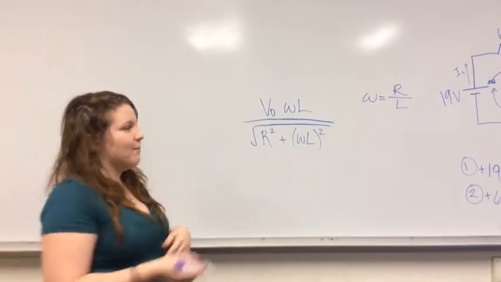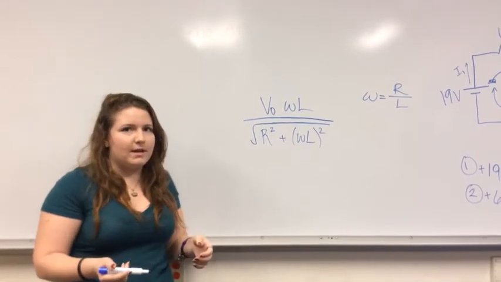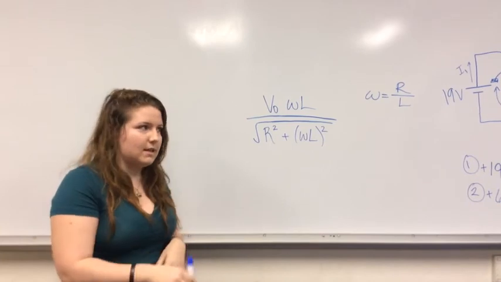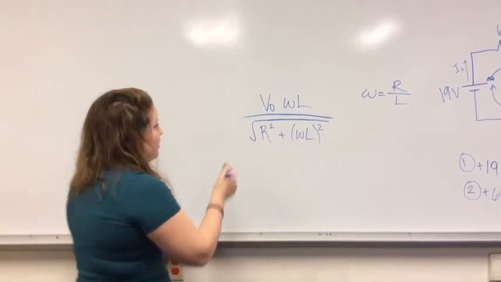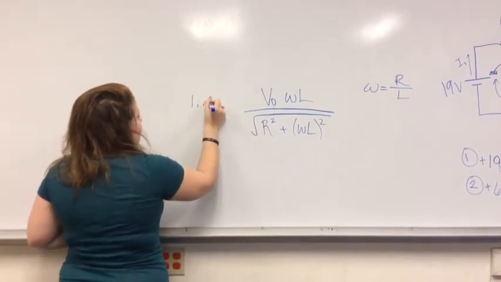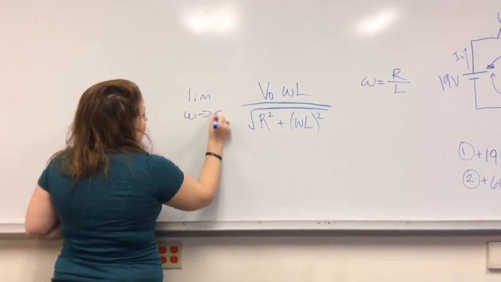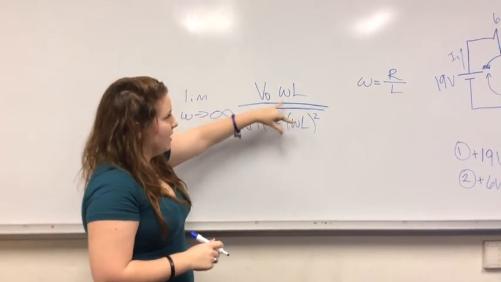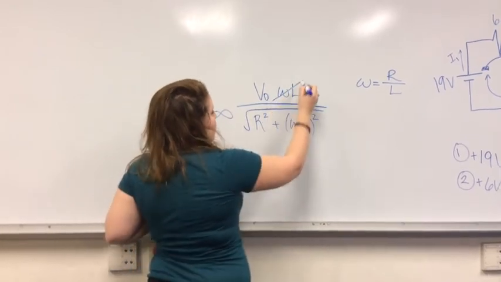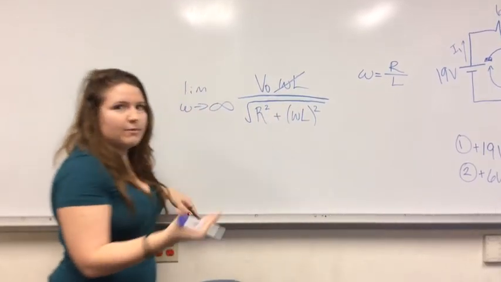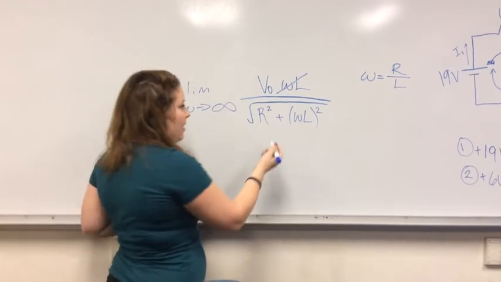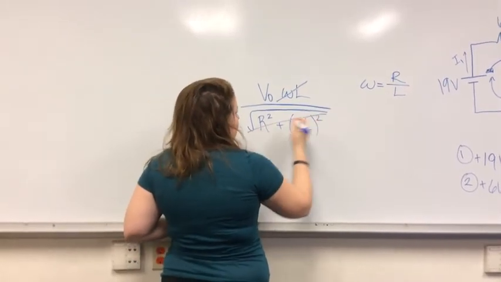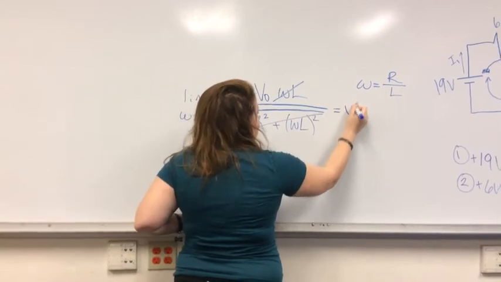Okay, for part F, we're looking for what happens to the amplitude of the inductance when omega is a very large number. In order to do this, we're going to just take a limit as omega tends to infinity. When we put it in here, essentially this is going to cancel with this, because the R squared becomes irrelevant when you have an infinity in the bottom. Infinity squared, square rooted, will just be infinity. So this will get canceled with that, and we're just left with V naught.